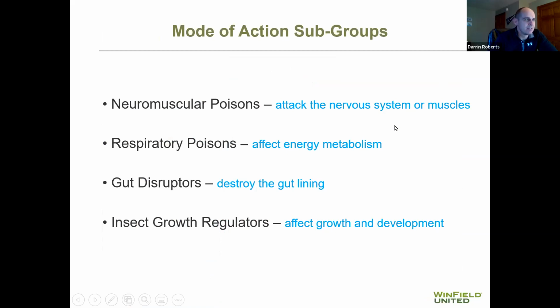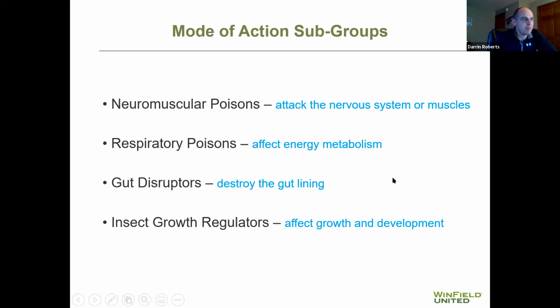There's different mode of action subgroups, whether they be a neuromuscular poison, so those would be attacking the nervous system. There's respiratory poisons that inhibit energy metabolism, gut disruptors, things like Bt proteins would fall under a gut disruptor, and then there's insect growth regulators as well.